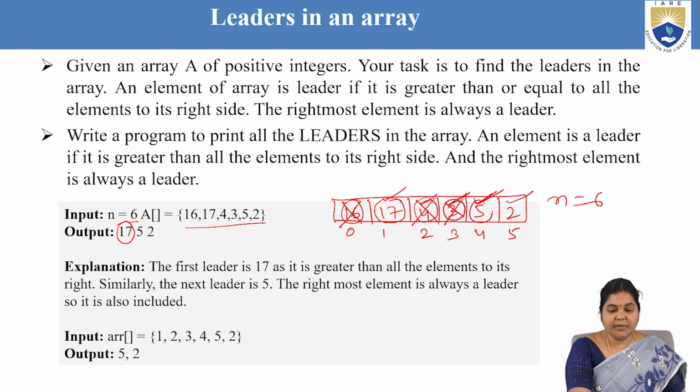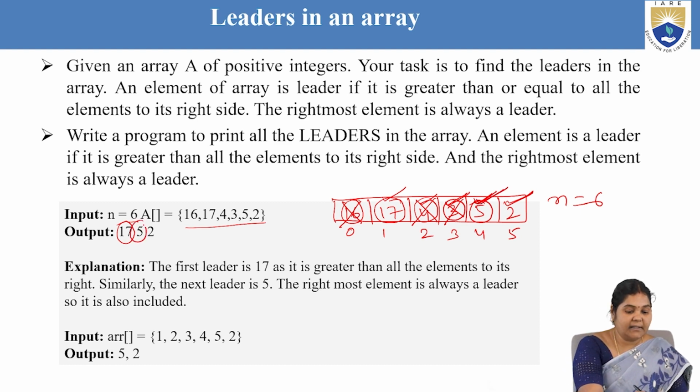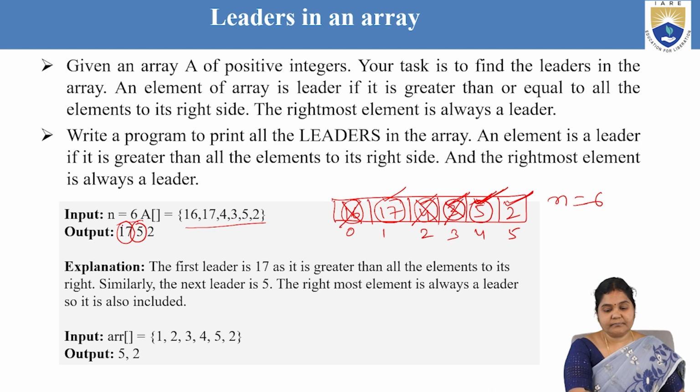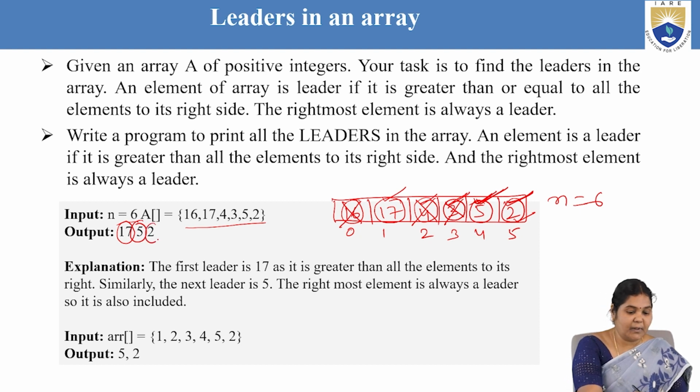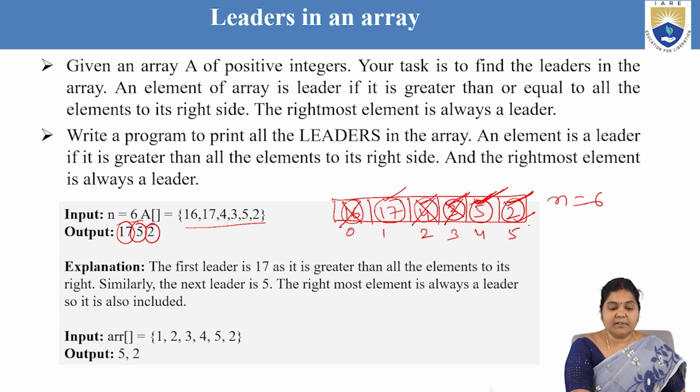Next element we are going to consider is 5, and towards its right only 2 is there. 2 is smaller than 5. So, 5 is a leader, and we write 5 in the output. Now, the last element is 2, the rightmost element, and towards its right no other elements are available. We have come to the end of the list. So, the last element is always a leader, and we write 2 in the output. So, in this particular array, the leaders are 17, 5 and 2.